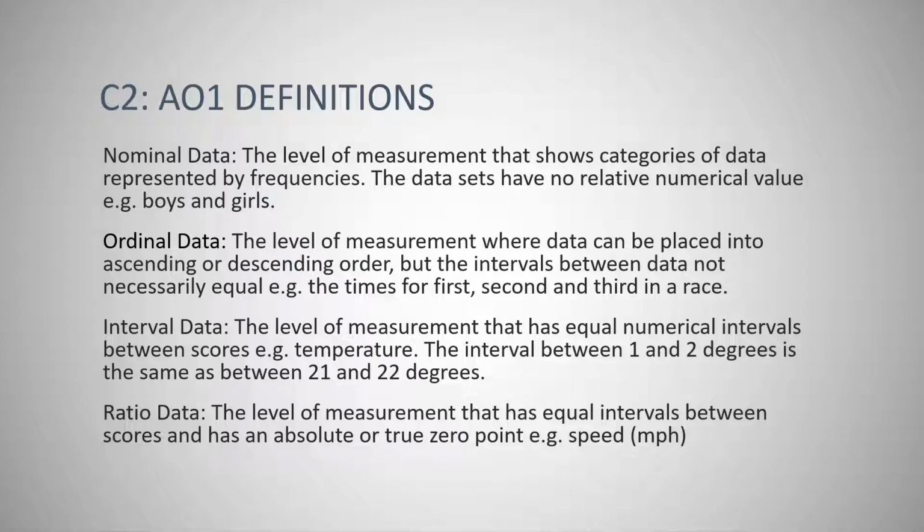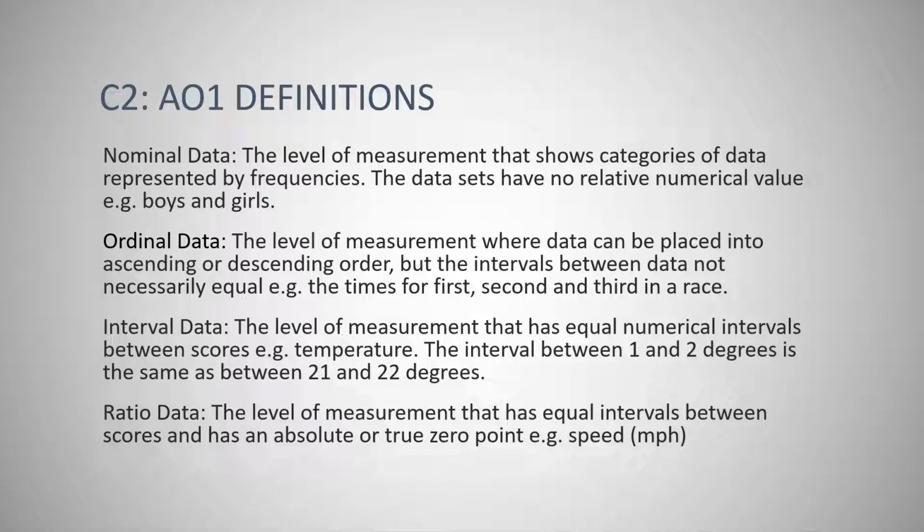Nominal data is the level of measurement that shows categories of data represented by frequencies. The data sets have no relative numerical value, for example, boys and girls. Ordinal data is the level of measurement where data can be placed into ascending or descending order, but the intervals between data are not necessarily equal. For example, the times for first, second, and third in a race.